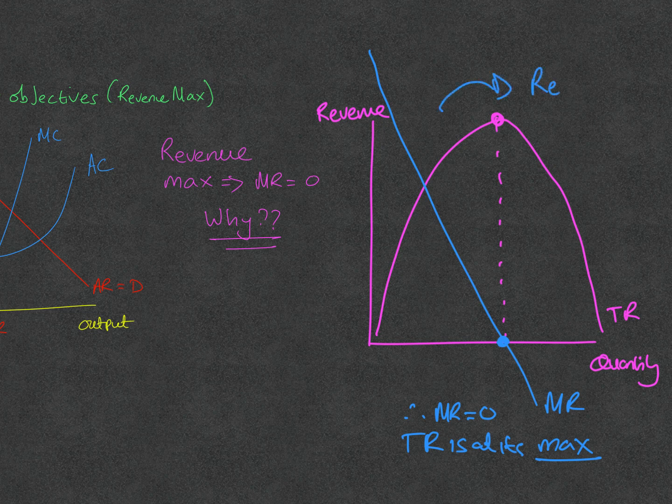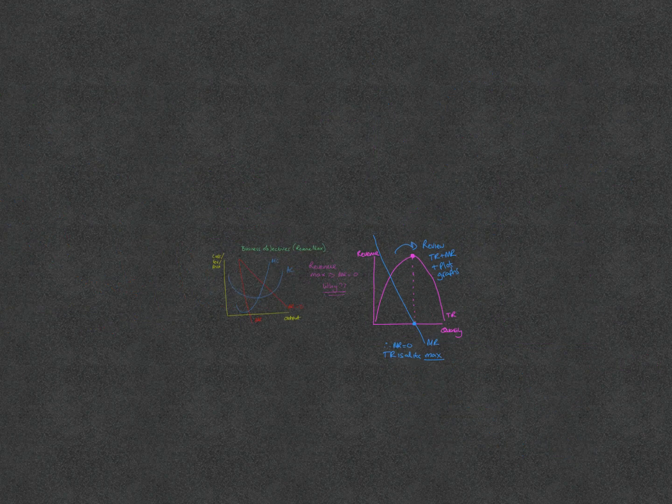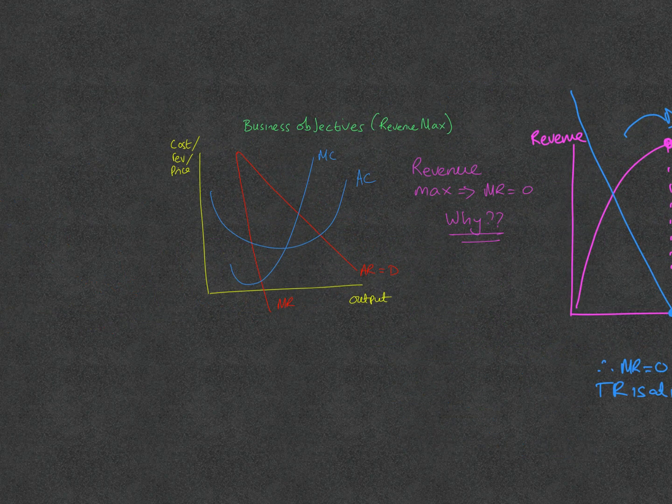Now, if you don't understand that entirely, what you'll need to do is go back over and review your revenue work from year one. So just go back and plot some graphs on total revenue, marginal revenue, and average revenues, and you hopefully will remember the relationships between those three curves.